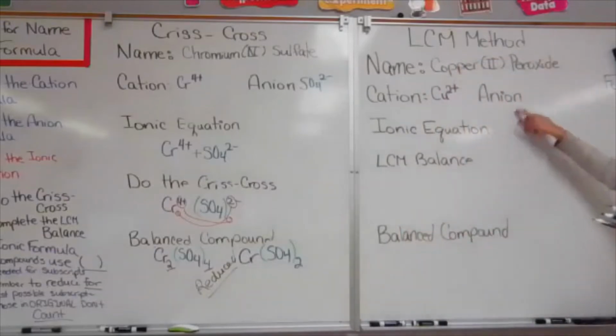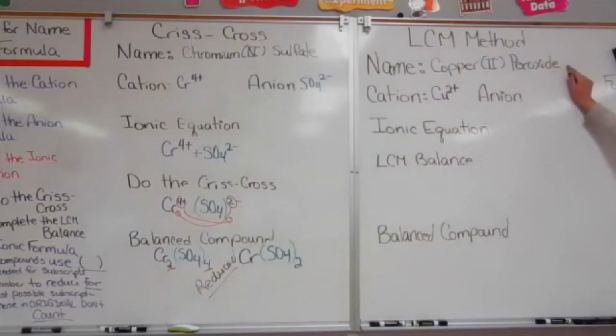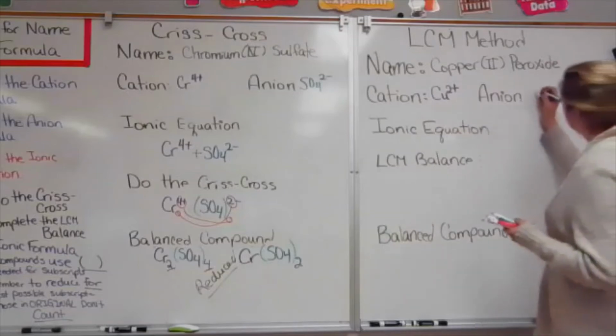Then we get to deduce that the anion is peroxide for two reasons. One, it's written second, and your anions are written second. And two, peroxide is a polyatomic that we learned is O2 2 minus.